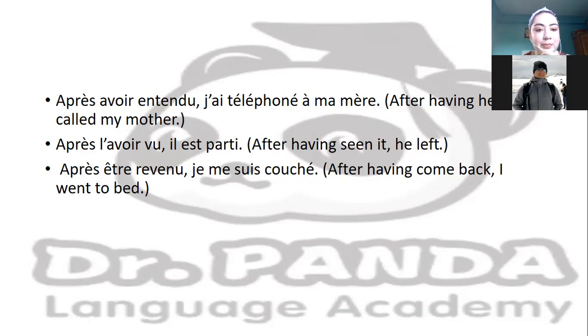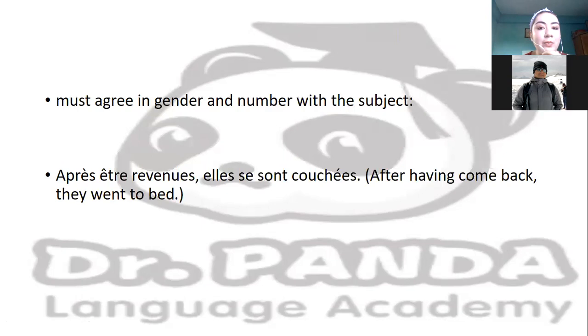Okay, very good. So the participle must agree in gender and number with the subject. So after having come back, they went to bed. So après être revenues, elles se sont couchées. Very good. So as you can see, we have elles, which is they, but in the feminine form. So it should be in accordance with the subject. So revenues is in the feminine plural form, and couchées is also in the feminine plural form.